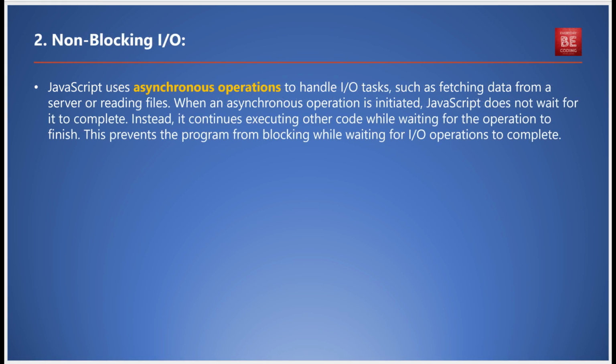JavaScript employs asynchronous operations to manage I/O tasks. This could be anything from fetching data from a server to reading files. When such an operation is initiated, JavaScript doesn't twiddle its thumbs waiting for it to complete. Instead, it moves on, executing other pieces of code while waiting for the operation to finish. This non-blocking nature of JavaScript ensures the program doesn't come to a standstill while waiting for I/O operations to complete.